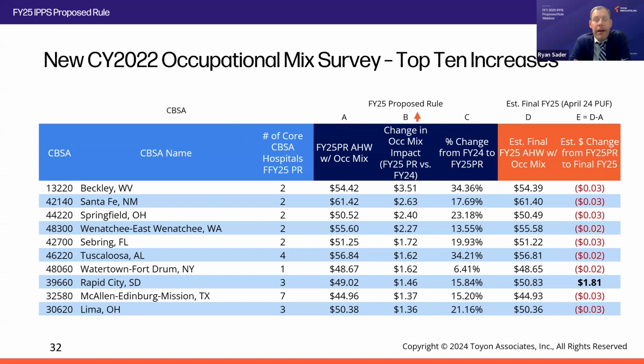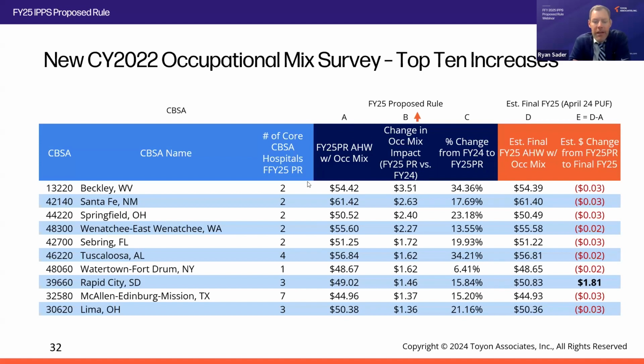OCMIX is applied at a hospital level, and then it rolls up into the CBSAs. And so you can see some of these markets had a change, this first one here, $3.51, in terms of the impact of the OCMIX on the overall average hourly wage. So it actually increased it by $3.51 compared to the prior year.